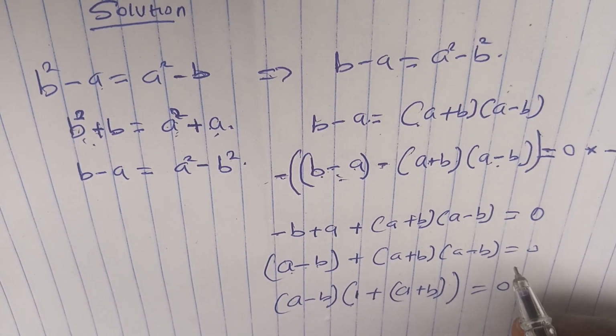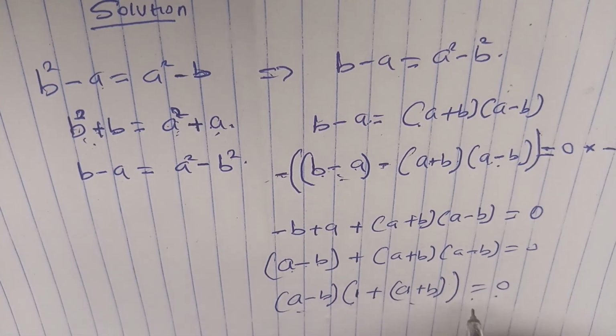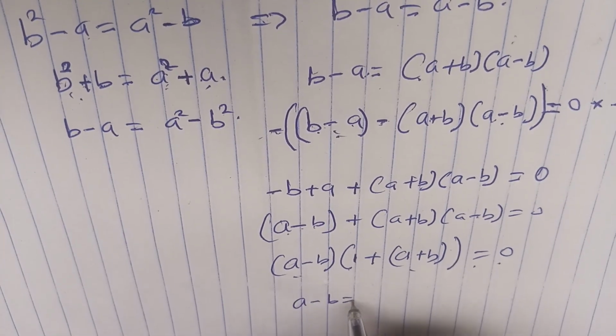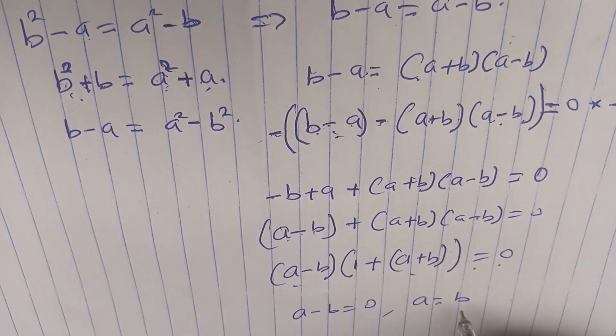Since we've gotten this, we can equate this to be 0, then equate this to be 0. So we simply have our a minus b is equals to 0. Therefore a is equals to b.